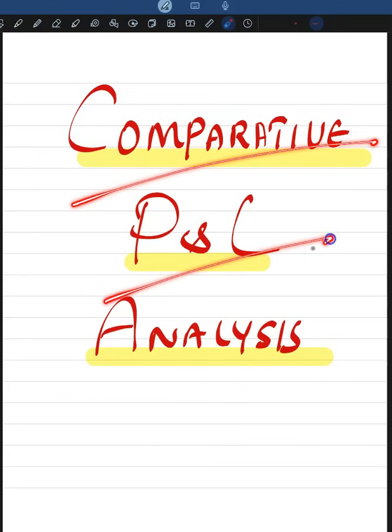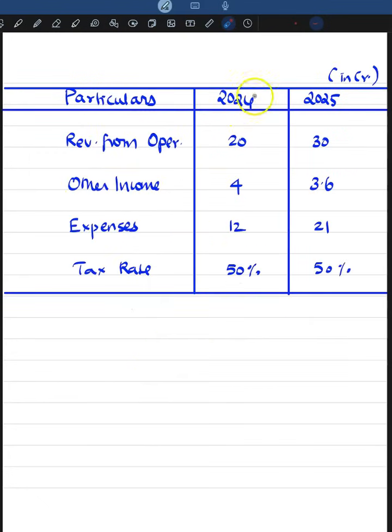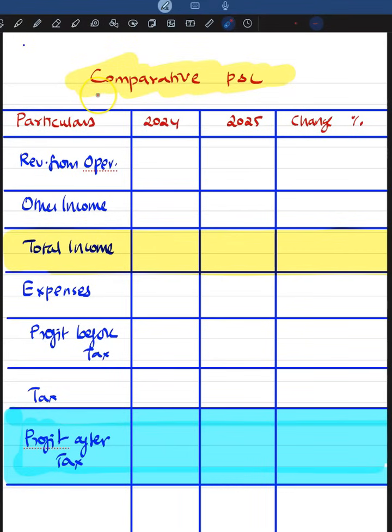Let's do a comparative P&L analysis. You are given 2 years financial information, basically P&L related information. You have revenue from operations, other income, expenses, tax rate. Let's get started. So in comparative P&L analysis, we will be comparing the P&L related information for both the years and we will measure the changes.